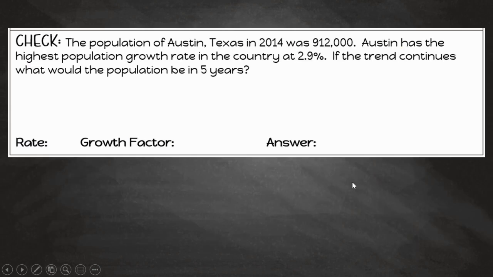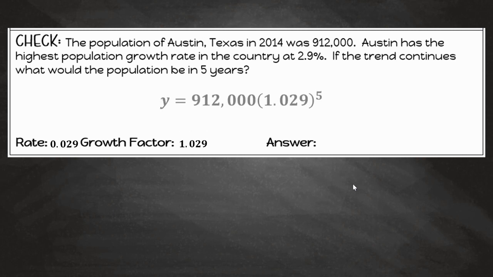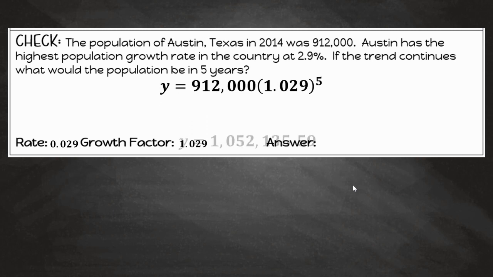Okay, we're now going to look at our check, and I do want you to try your check on your own. So go ahead and pause the video, see if you can get the right answer without proceeding or just looking at what I posted. All right, so our rate was 0.029. Our growth factor is 1.029. And so now we need to find our answer.